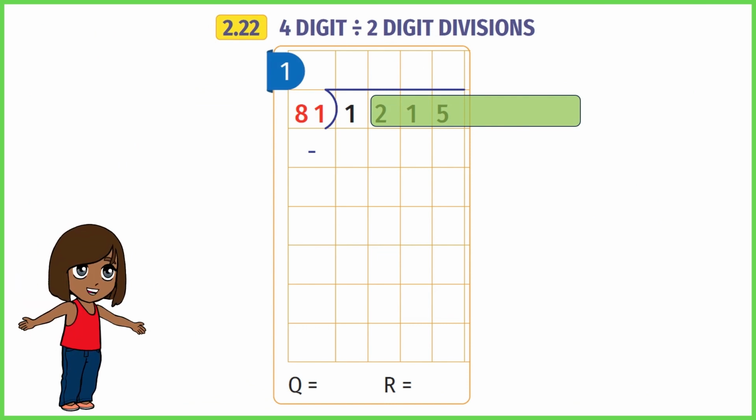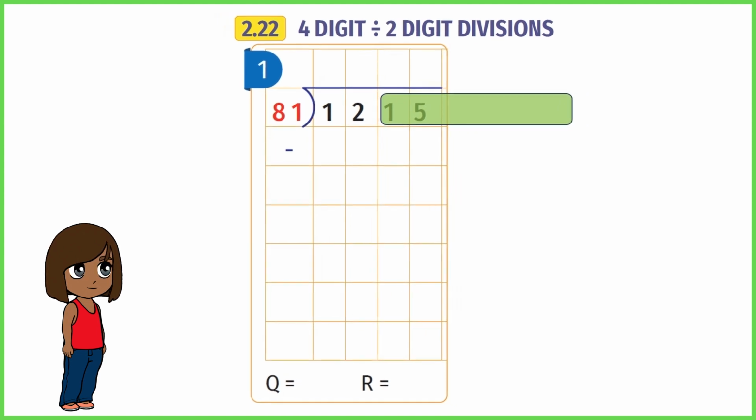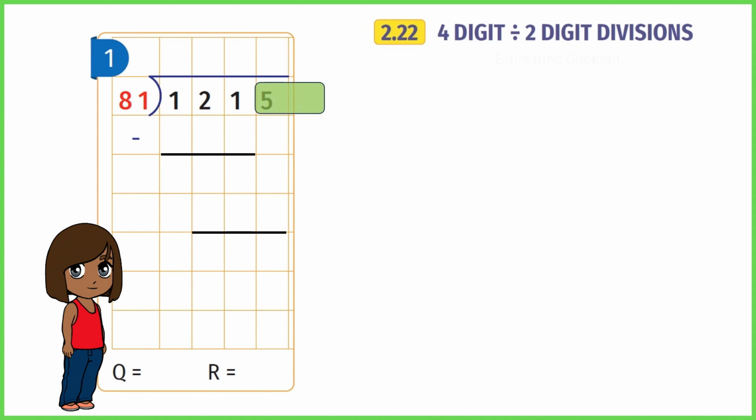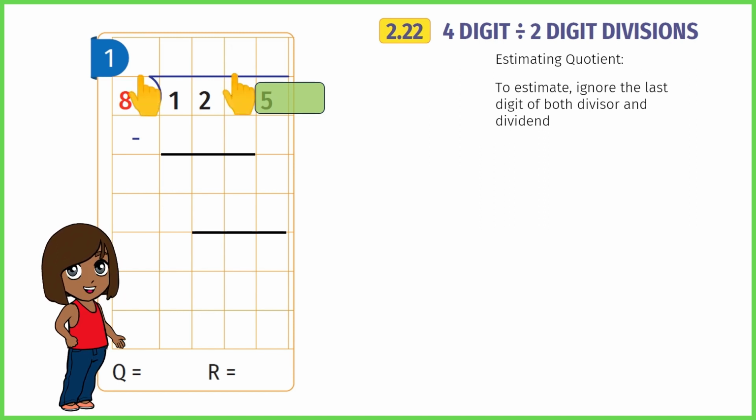Let us take 1215 divided by 81. To divide, we need a number more than 81 in the divisor to start with. 1 is lesser than 81. 12 is lesser than 81. 121 is more than 81. We don't know the table of 81. So we will hide the last digit of both divisor and dividend.